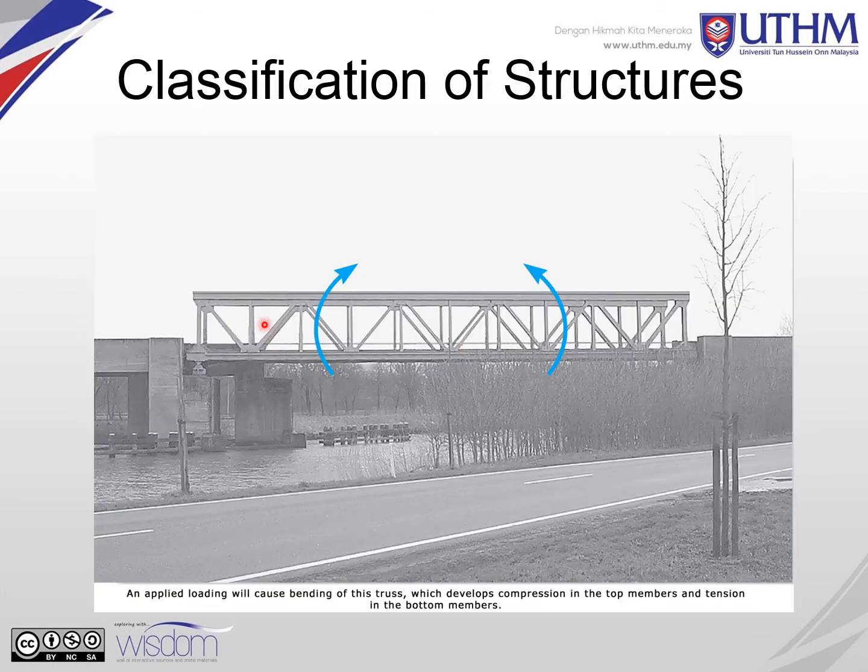You can see this is an example of a bridge truss, the truss bridge. Applied loading will cause the bending of this truss, which develops compression in the top member and tension in the bottom member. So you can see this member, the top will have the compressions and the bottom will have the tensions. You will be more clear about this when you learn the calculations in chapters 2, 3 and 4 for the trusses.